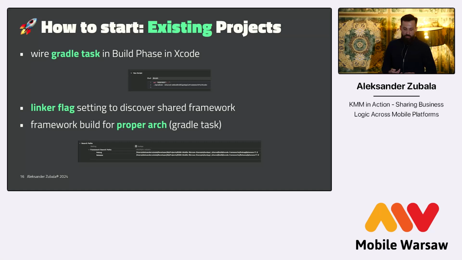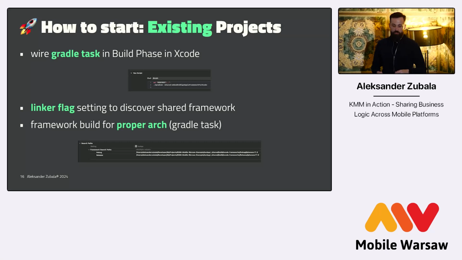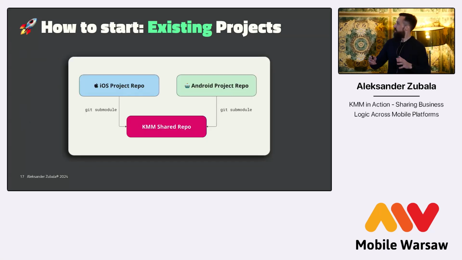Then on the iOS side, it's really easy to integrate because all you have to do is add a Gradle task in your build phase. It's really small, but basically framework search paths need to point to the framework that is going to be built. Then you end up with a structure where the iOS and Android projects link to this shared repository. In this red box you have all your shared view models and whatever you like.